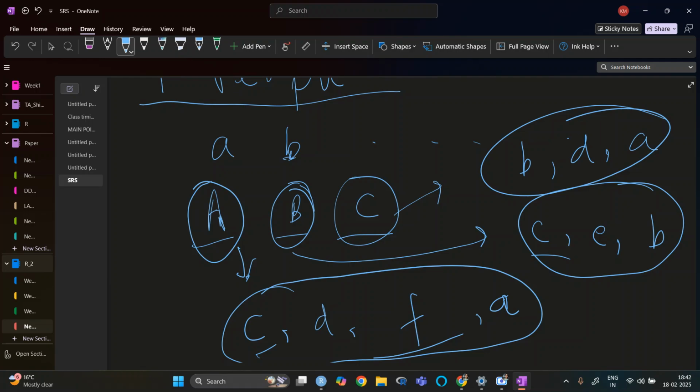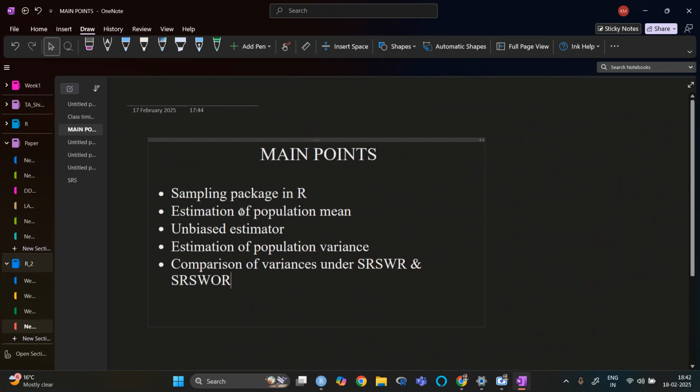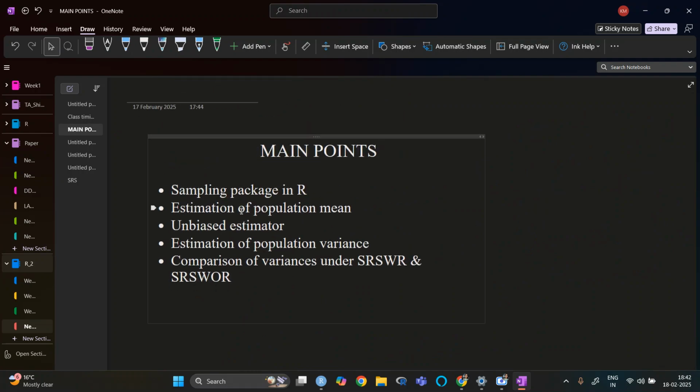Okay, so this is basically regarding sampling and the sampling package. Next we will move to the estimation of population mean. So, estimation of population mean. We will not go through the proofs etc. that we have already covered in the class. We will understand the basic meaning of what the population mean and the population variance are.